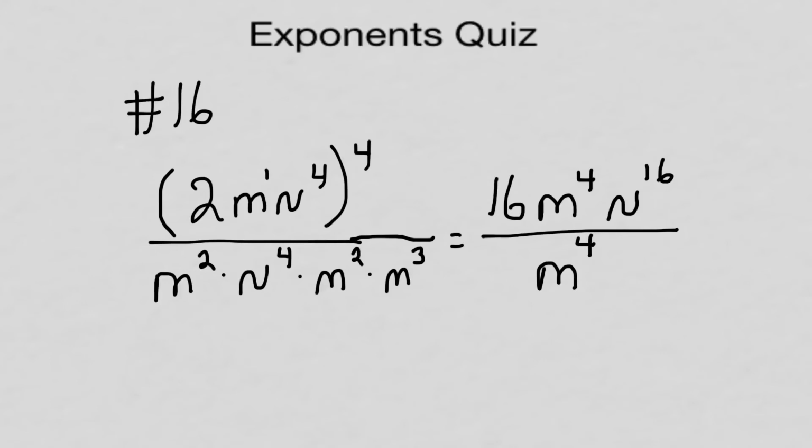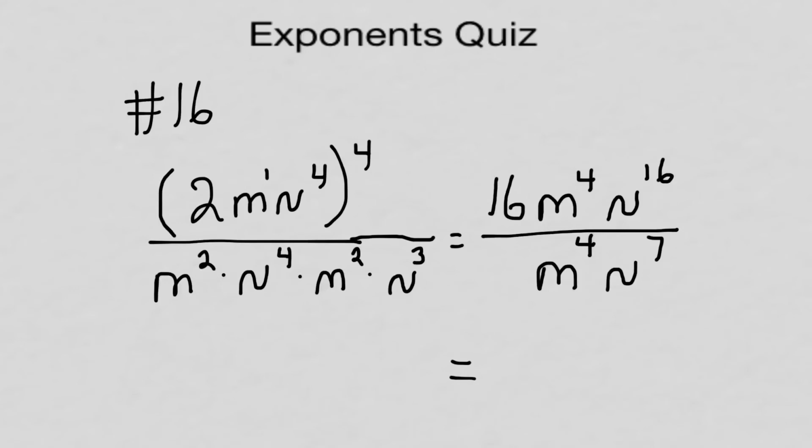Oh, I've made a little bit of a mistake, but at least I caught it in time. Erase. This is supposed to be an n. So now, all right, now I'm combining my n's. N to the fourth times n to the third. Add the exponents. It gives me n to the seventh.